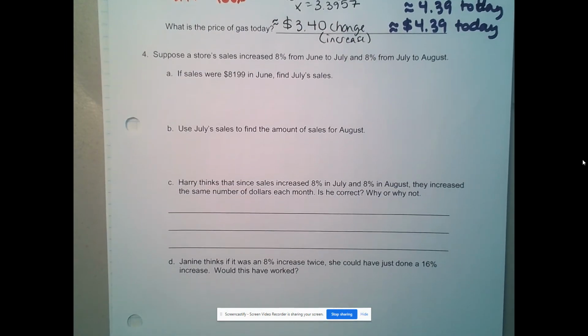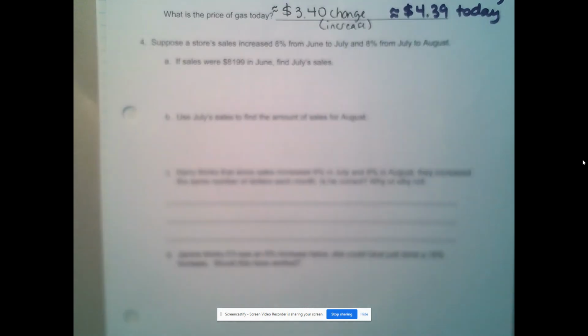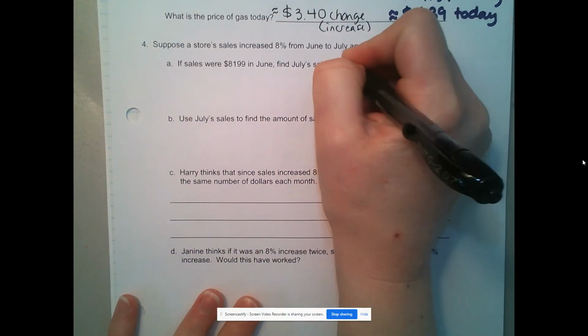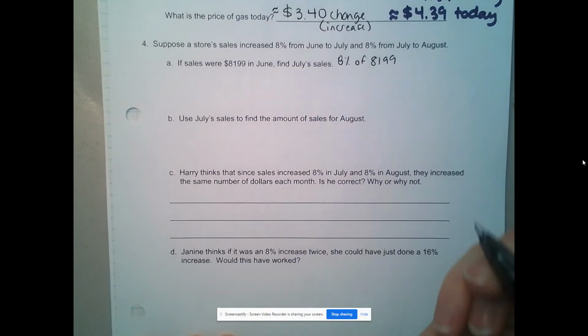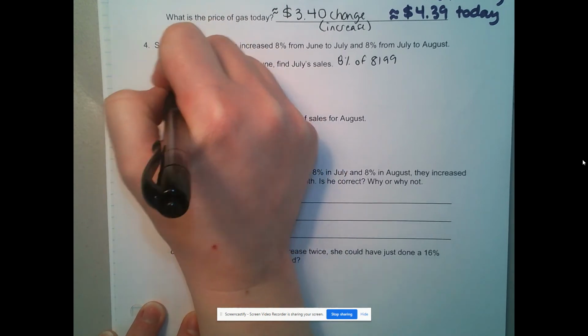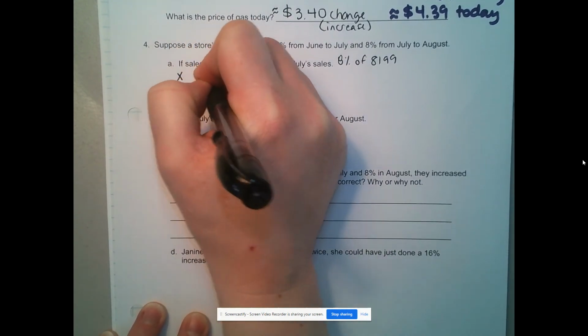All right. Suppose the store's sales increased 8% from June to July and 8% from July to August. So the sales were $8,199 in June. So we want to find first 8% of $8,199. So option number 1 is the proportion, right? So how much is that 8% of $8,199?